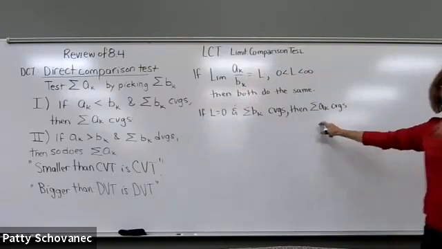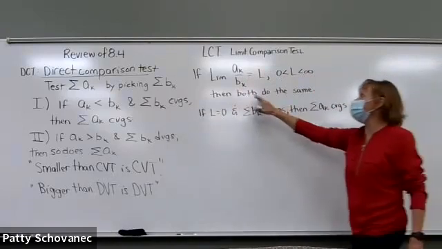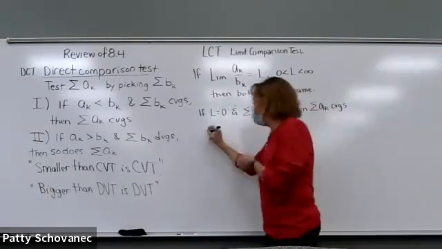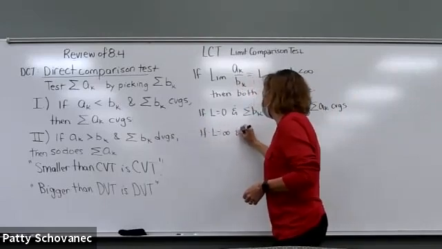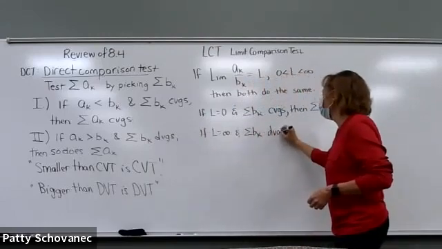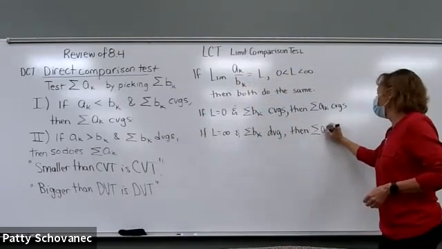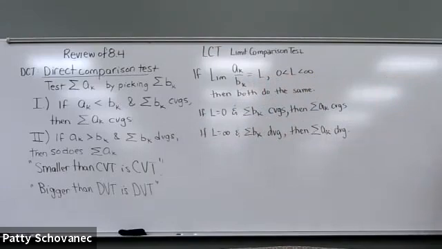Because that mimics the fact that smaller than convergent is convergent. And the only way for the limit to be 0 is if the bottom is bigger than the top. If the limit is infinite and the BKs diverge, and the AKs diverge, that mimics bigger than divergent. It's divergent.